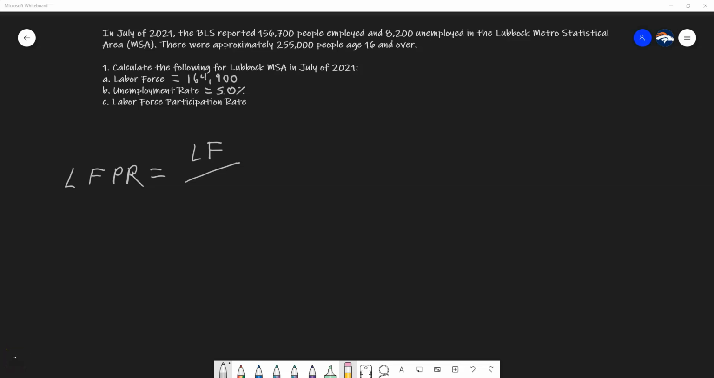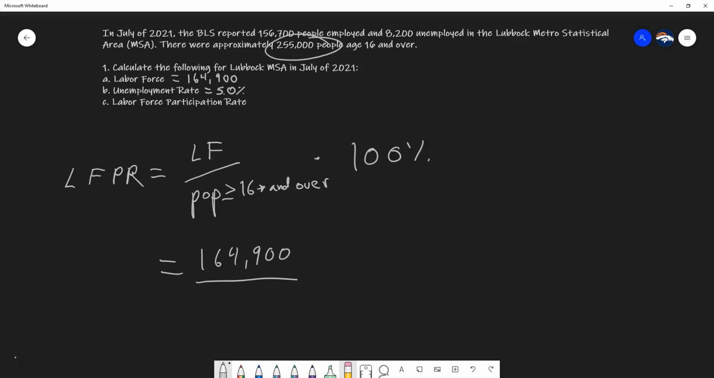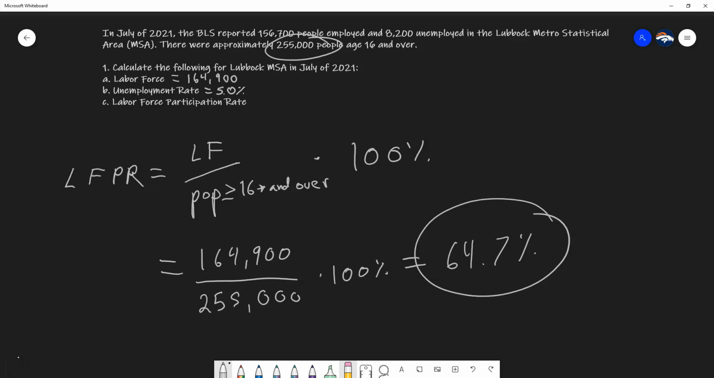Evergreen. All right. So labor force divided by the population, 16 and over, and that whole thing times 100%. You just sub in your variables here. So you have labor force, 164,900 divided by, and this is where we use our population, 16 and over. That's an estimate based off of census data. It's probably not 100% exact, and it hasn't been updated with the newest census. So it's just an estimate, 255,000, times 100%, and you get 64.7%. That's what I got. 64.7%. So that's our answer for C.